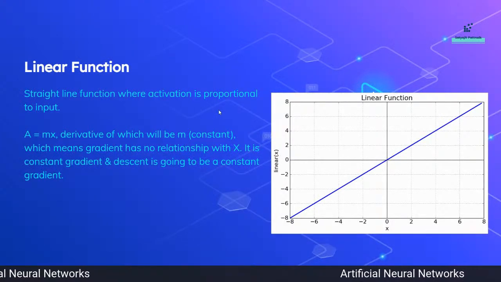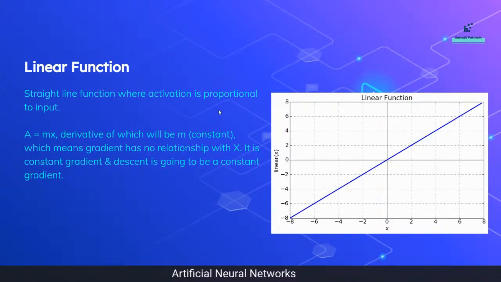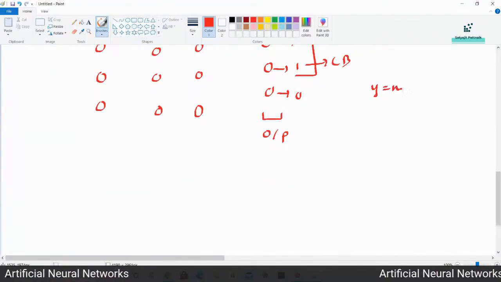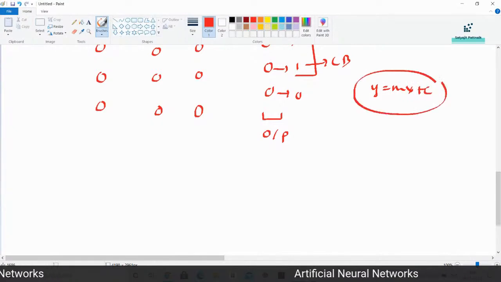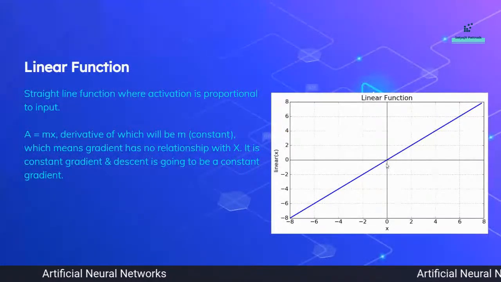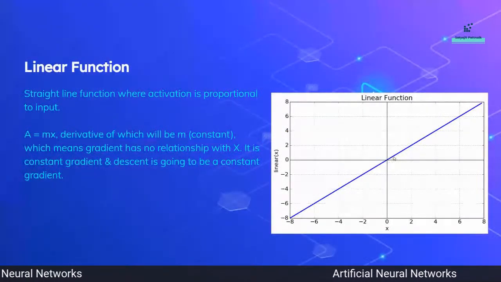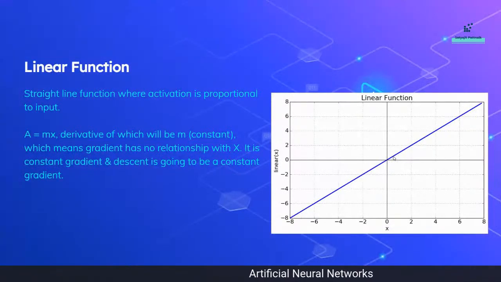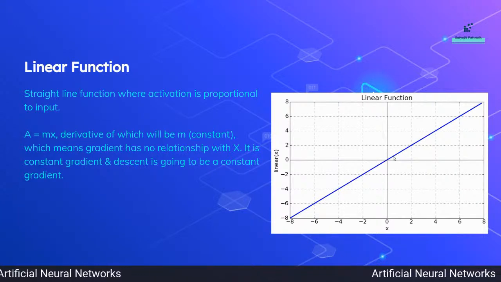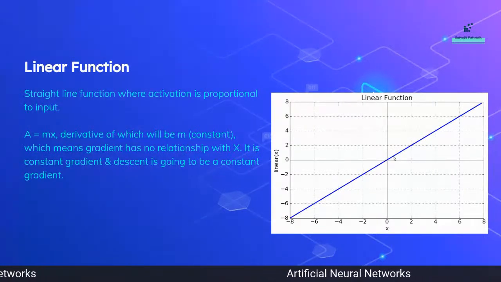Next one is the linear function. As you can see, the linear function is a straight line function. We already know that a linear function is nothing but y equals mx plus c, where m is the slope and c is the intercept. Here you can see the line goes through the origin. That means the formula here will be y equals mx, correct? And the derivative of y will be m, right?